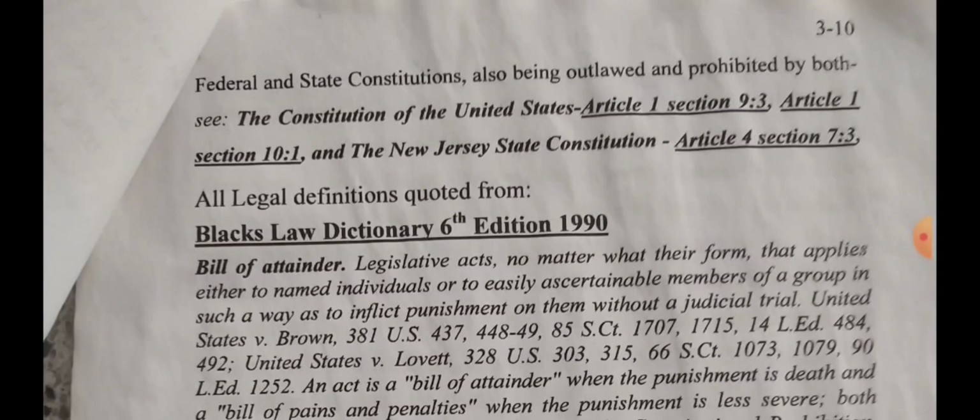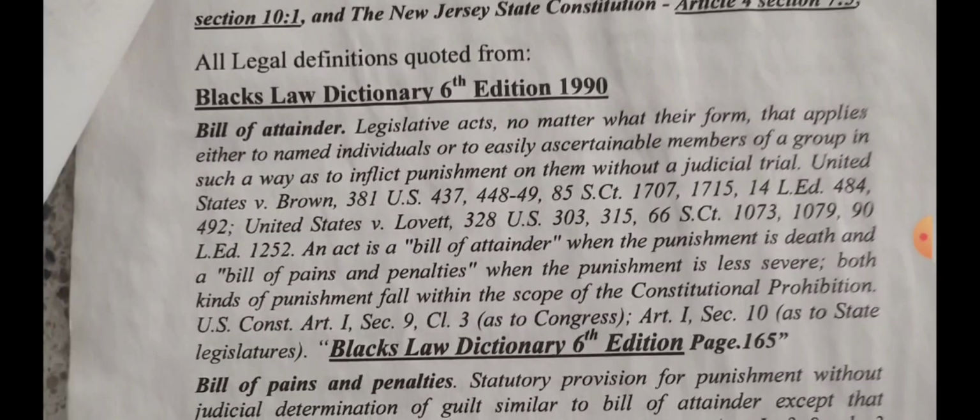See the Constitution of the United States, Article 1, Section 9.3, Article 1, Section 10.1, and the New Jersey State Constitution, Article 4, Section 7.3. All legal definitions quoted from Black's Law Dictionary, 6th edition, 1990. Bill of Attainder: a legislative act, no matter what form, that applies either to named individuals or to easily ascertainable members of a group in such a way as to inflict punishment on them without a judicial trial. United States versus Brown, 381 U.S. 437, at 448 and 449.